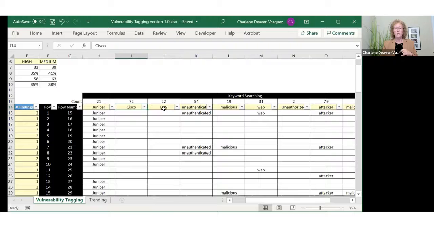Or I could use things like DOS, which is short for denial of service. Or I might say unauthenticated, or I would use malicious, in which case now I'm looking for exploitable vulnerabilities, right? Each time you run this, you'll run it in batches. Maybe the first time you want to tag your data by vendor or software, or by an exploitable set of keywords, whatever you're looking at.